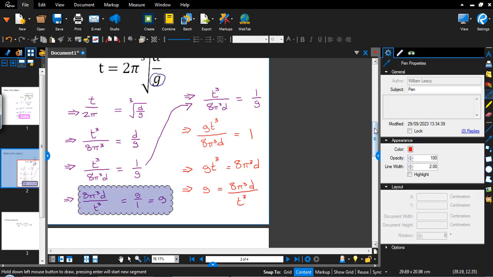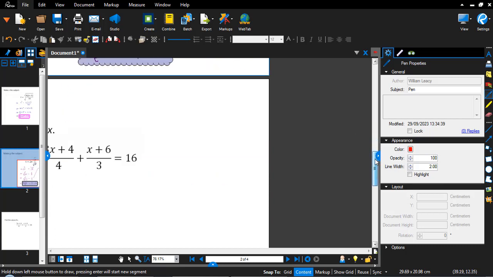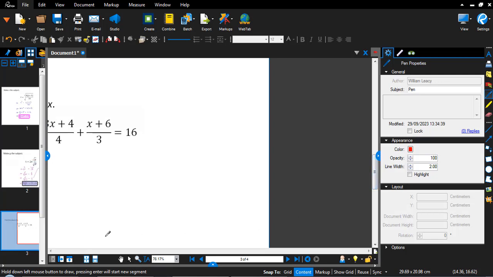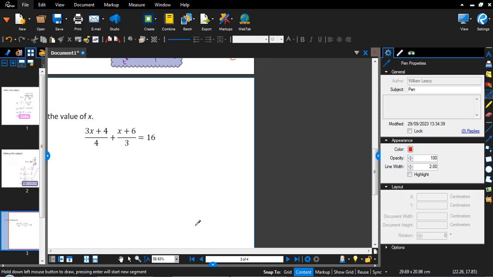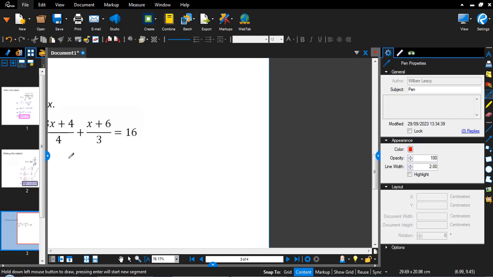Alright, the next one. I just made this up myself, so I can't pen because I don't have a mouse. Anyway, they're asking us to find the value of x. I can do it here, can I? They're asking us to find the value of x. Let's just do that.